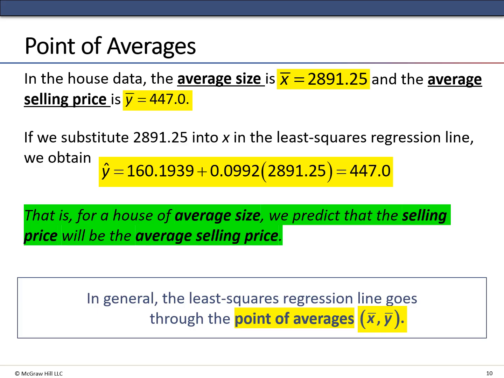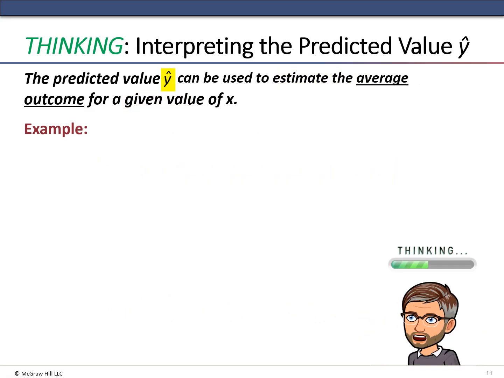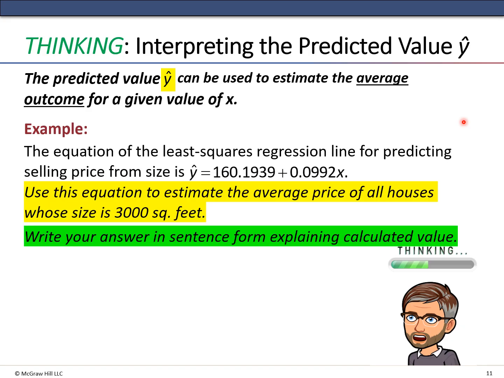In general, the least squares regression line goes through the point of averages x bar, y bar. Doesn't always happen, but because we're using those, most likely the averages will be on that line. The predicted value y hat can be used to estimate the average outcome for a given value of x.